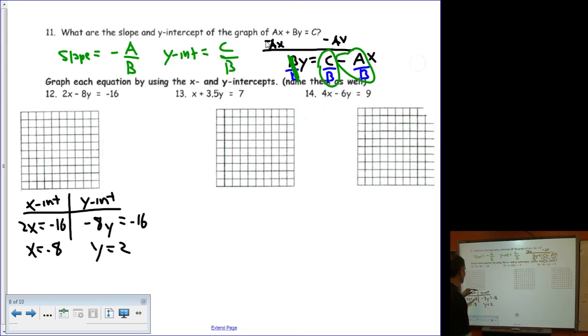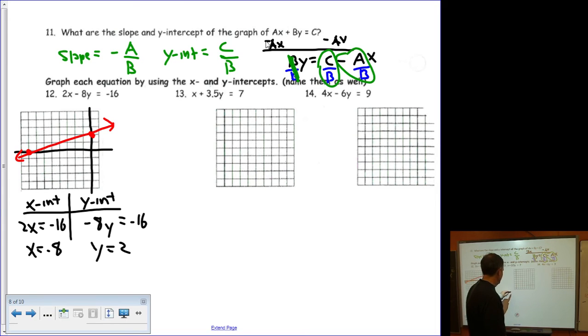All right, so if the x equals negative 8, I'm going to make the axis there, and y equals 2 will be okay to make it there. X equals negative 8 would be right there. Y equals 2 would be right there. That's where my line crosses the x and y axis, and I can just connect them to draw the graph.